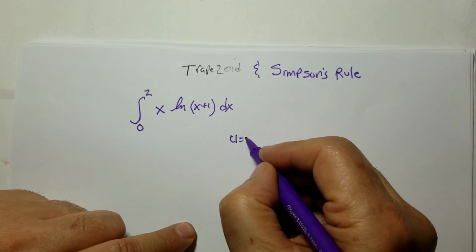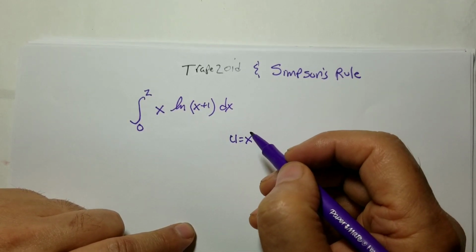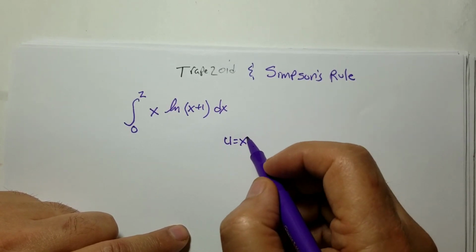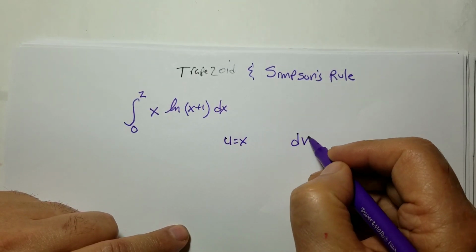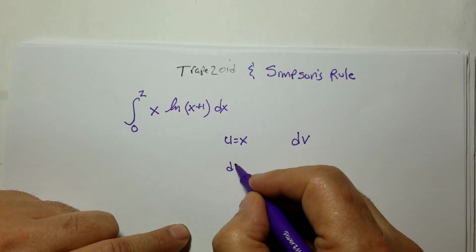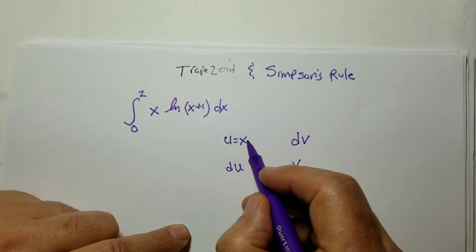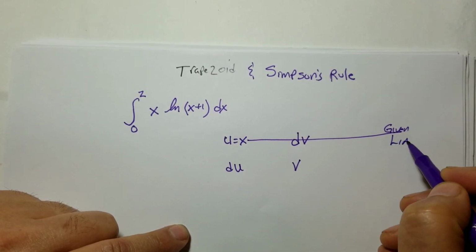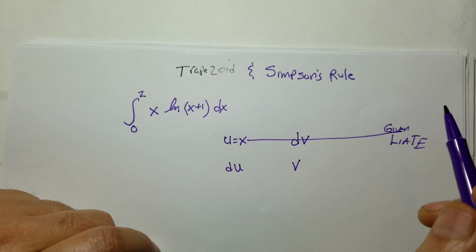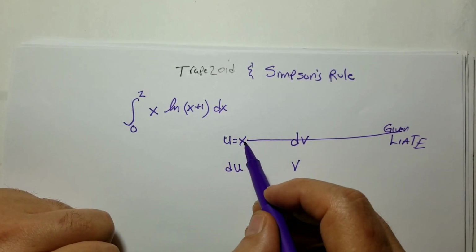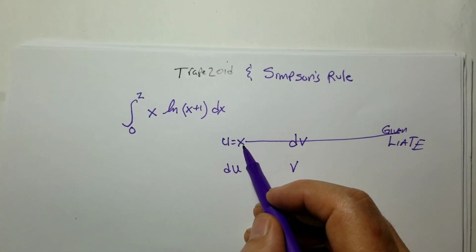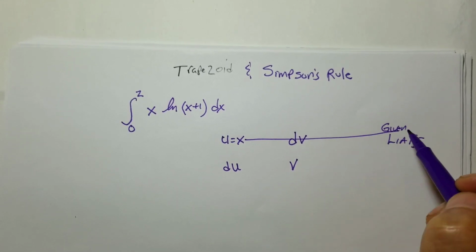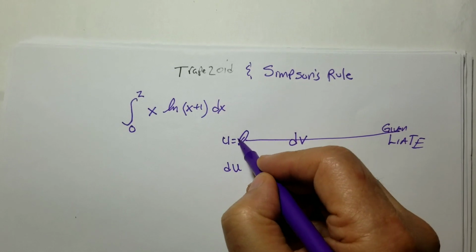You can make your u x. Nope, you cannot make your u x. Why? Because you have u dv, and then this is your du, this is your v. This one is the given one, and you have to use LIATE to define the u. Because if you make u x, it's very hard to integrate natural log. Therefore, LIATE says logarithm becomes the u.